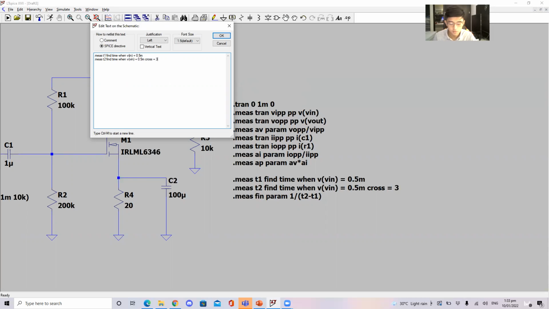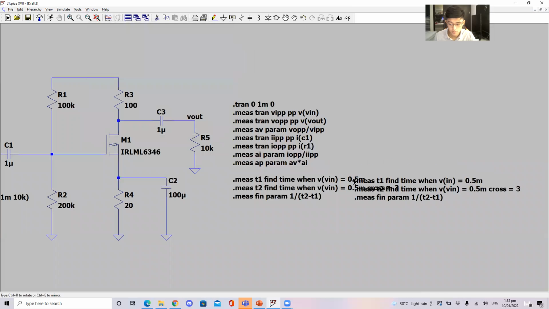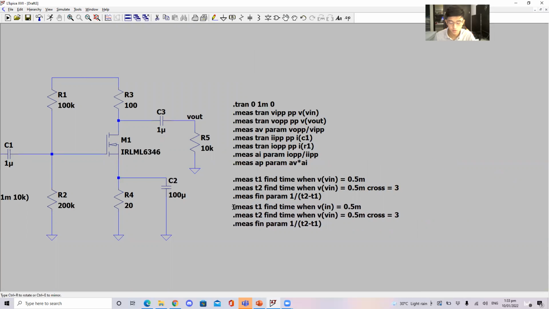And to determine the frequency of the input, you write .measure frequency, input frequency, parameter 1 over (T2 minus T1), and you just click OK, and you basically have the same thing that I just wrote down in my slide.